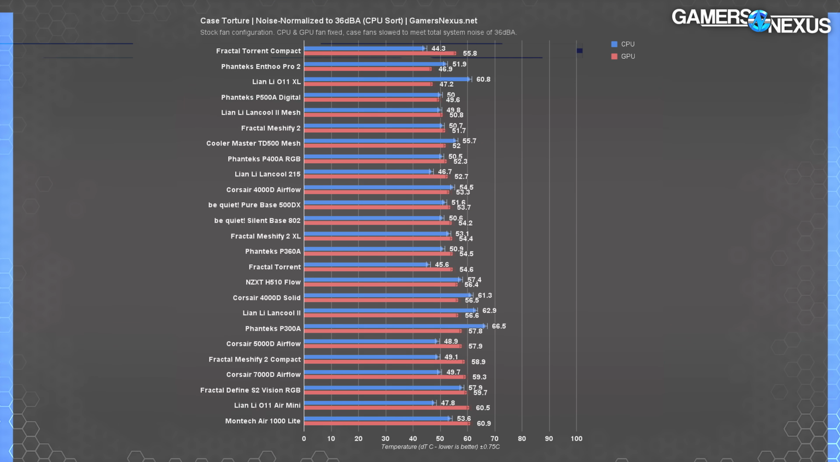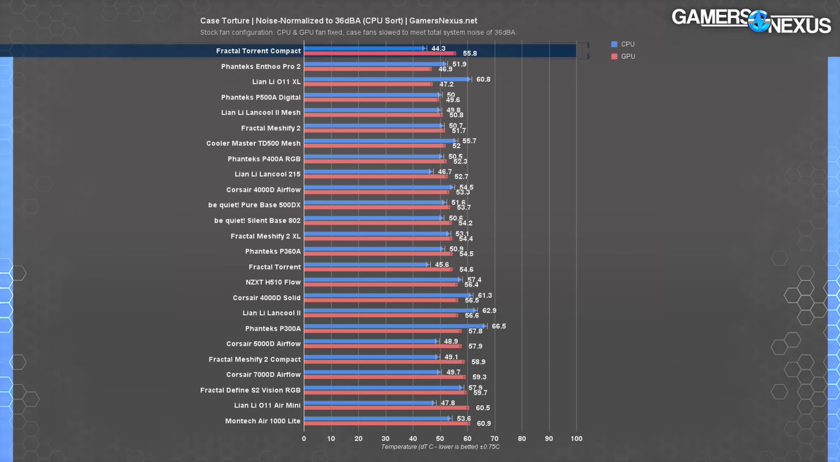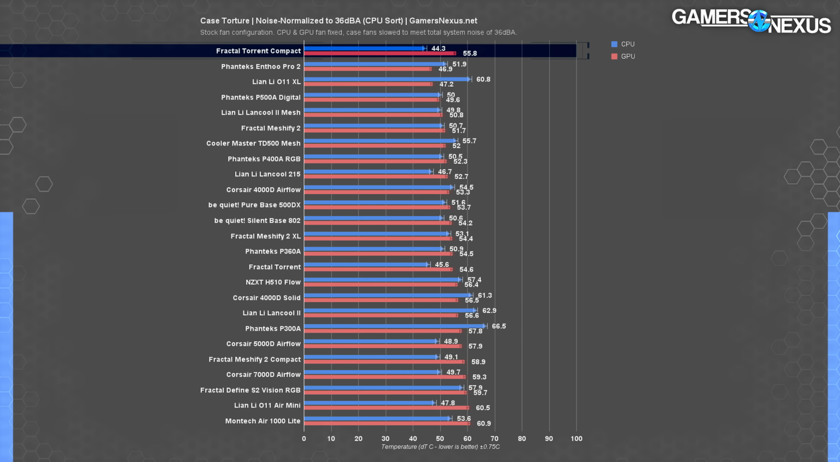Average CPU temperature in that test climbed to 44 degrees for noise normalized results, still easily the best temperature we've seen in noise normalized testing, and that's because the large 180mm fans allow the system to stay cool even at low and quiet speeds. The GPU temperature climbed to 56 degrees and the original Torrent was 55, so they're the same. They're within our variance here. And it's still outperformed by some of the other mesh-fronted cases on the chart. Still, it could be worse.